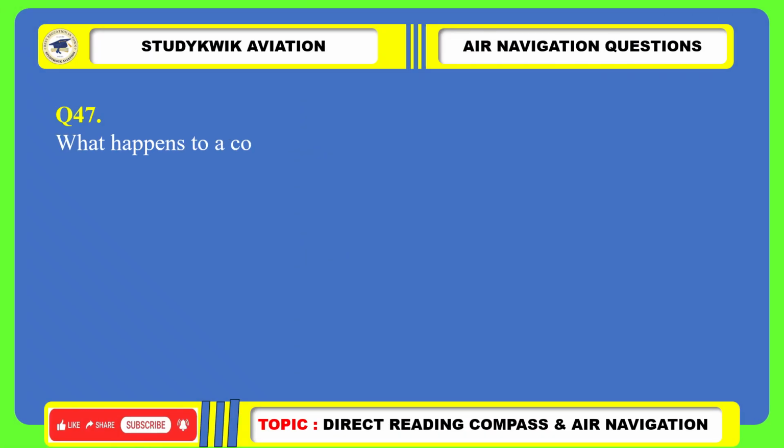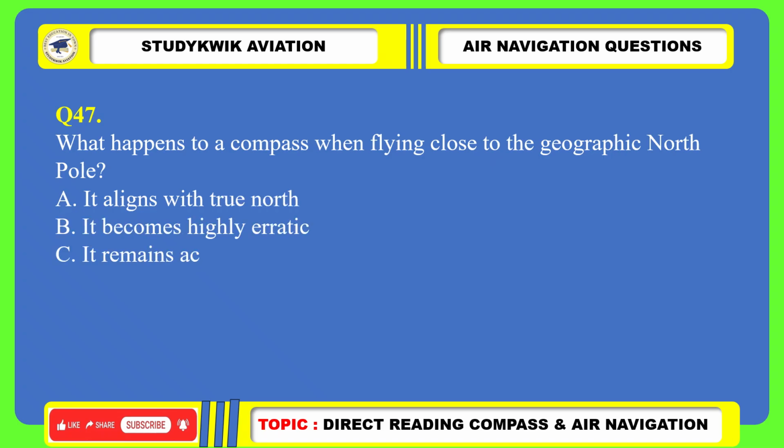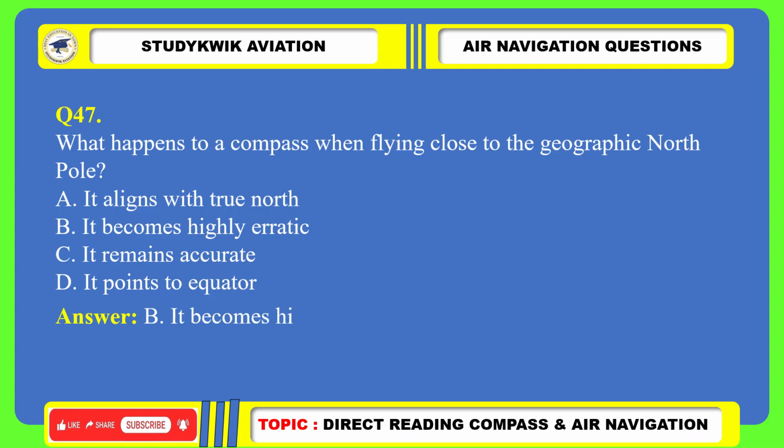Question 47. What happens to a compass when flying close to the geographic North Pole? It aligns with true north. It becomes highly erratic. It remains accurate. It points to the equator. The correct answer is B. It becomes highly erratic. Dip and field lines make a compass useless near the poles.